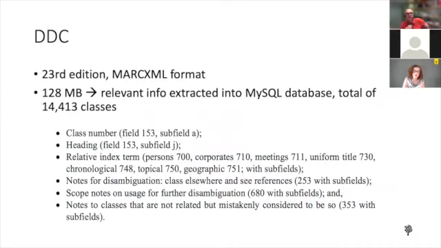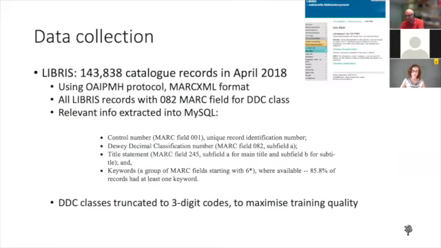So how we went about it is that we received the 23rd edition of DDC in MARC XML format. Since it was so well formatted, it was easy to extract relevant information. And that was the class number, heading, relative index terms, as well as different notes. The data collection was mentioned earlier, of the catalog records that had DDC at the time. And they were really a challenging problem for this research because they're very short text, but they do have keywords which already summarize the content of the document well.